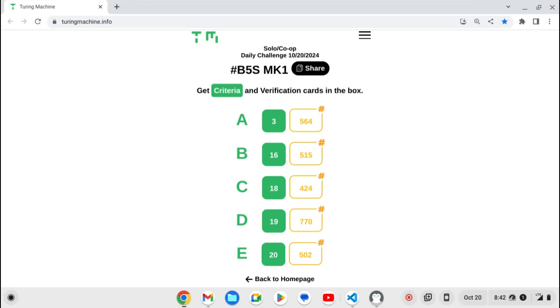Let's begin. Today is October 20th, 2024, and we're solving the Daily Turing Machine Puzzle. Today's puzzle uses the following 5 criteria cards: criteria card 3, 16, 18, 19, and 20. And the puzzle uses the orange verification cards. The code above is your way to get more information on today's puzzle by searching the code on turingmachine.info. Let's go solve.